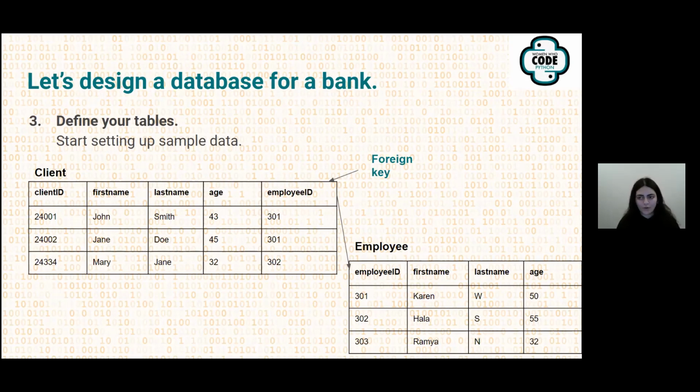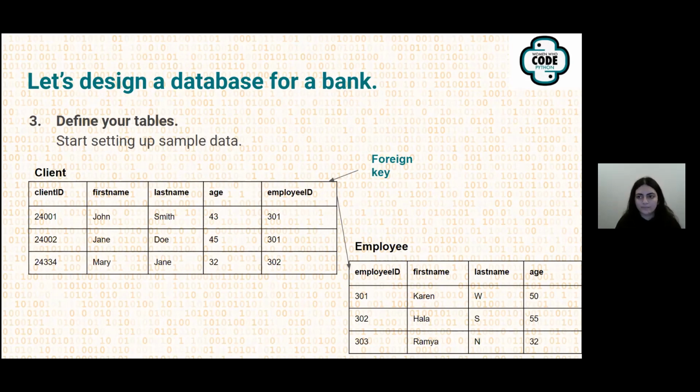And this could grow to be really big. So, Karen has been working there for 10 years. She's handled about 200 different clients. So you're gonna have 200 different clients in the database, all of whom have an employee ID of 301. So this is how the foreign key works. And this provides information about this employee.